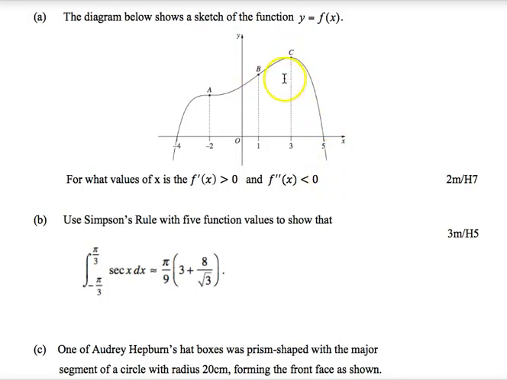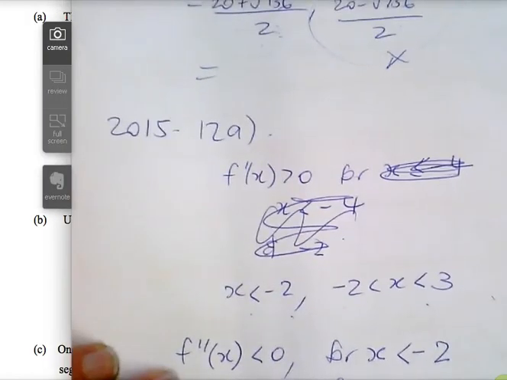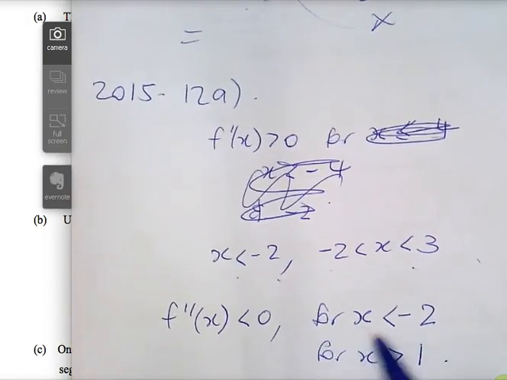Anywhere else that's concave down? See, this is concave up and now we're concave down, also for x greater than 1. So the second derivative is less than 0 for values of x less than negative 2 and for values of x greater than positive 1, sorry. I'll just show you that there. Second derivative less than 0 for x less than negative 2 and for x greater than 1.